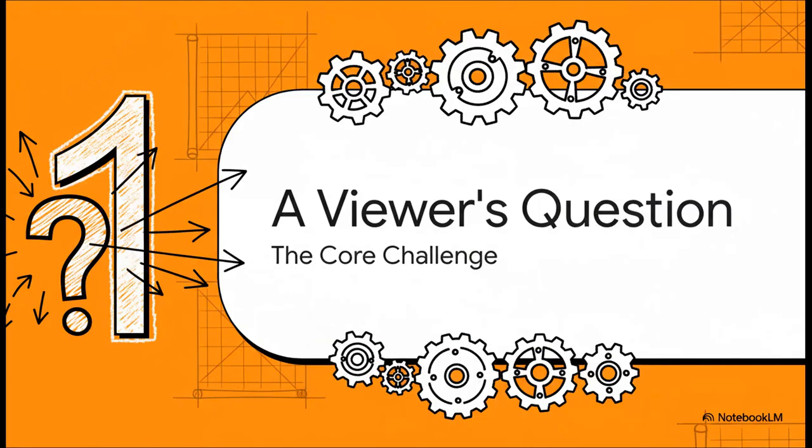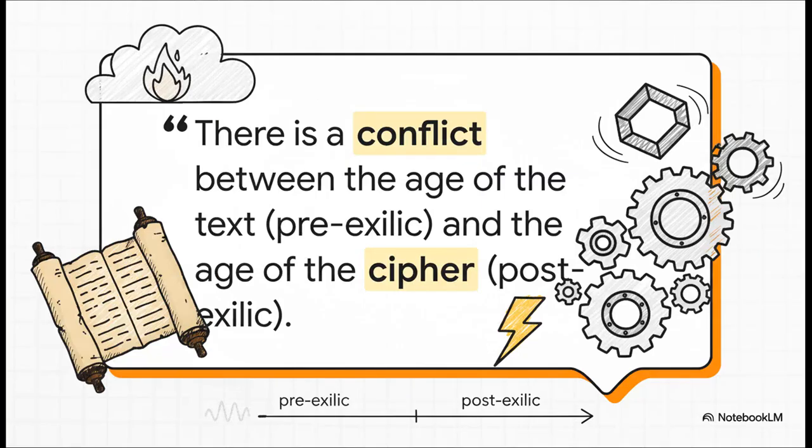So first up, a viewer's sharp question. We're going to get right to the point here because the challenge that was raised is a really, really good one. And here it is. The viewer pointed out, hey, there's a conflict here. You're looking at a text, Genesis, that's pre-exilic, meaning from before the Babylonian exile. But you're using a cipher system that was really formalized after the exile. And you know what? That is a sharp, insightful, and completely legitimate observation.